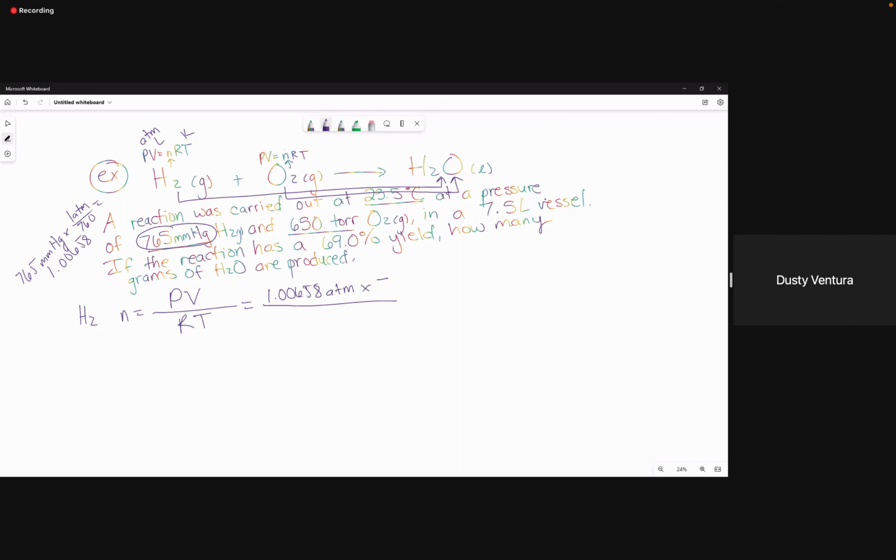The volume is 7.5 liters. R is 0.08206 ATM times liter over mole times K. I think R is 0.0821. And then we multiply it by the temperature, which was given to us in Celsius. So 25.5 plus 273.15.